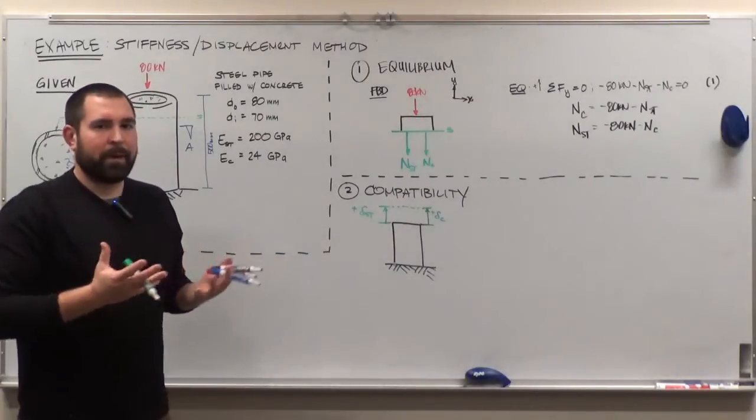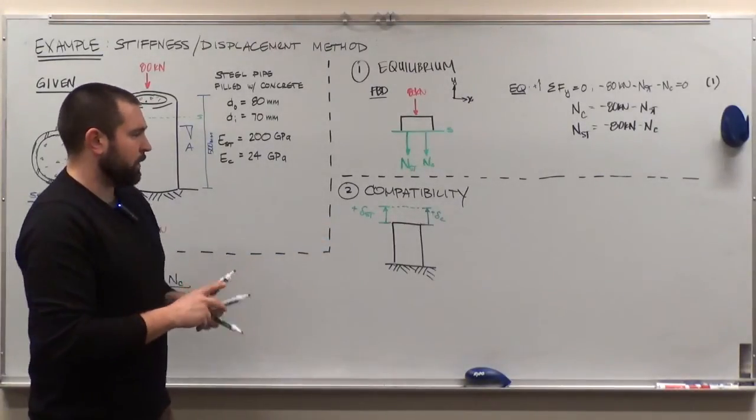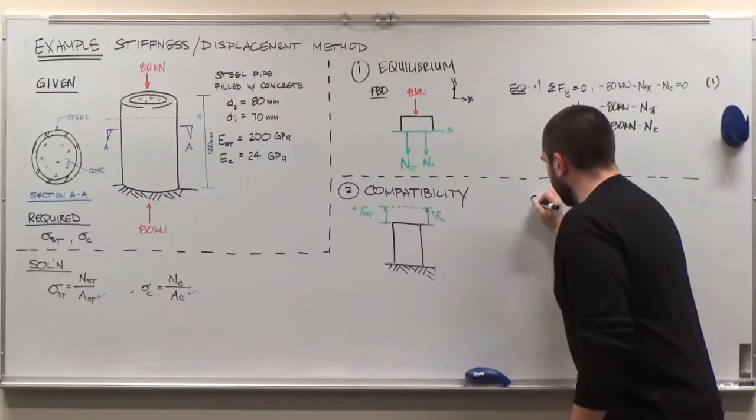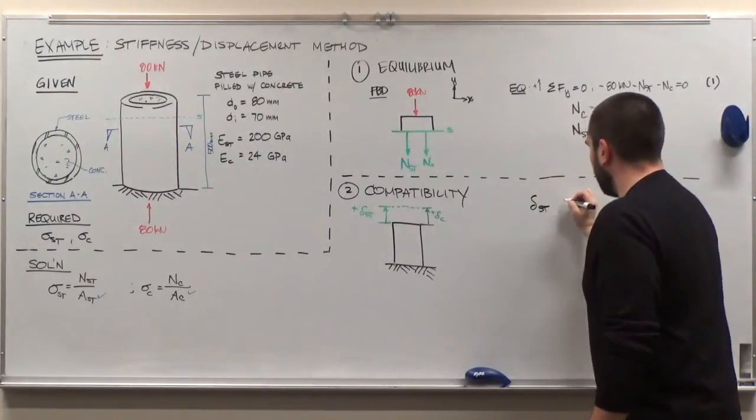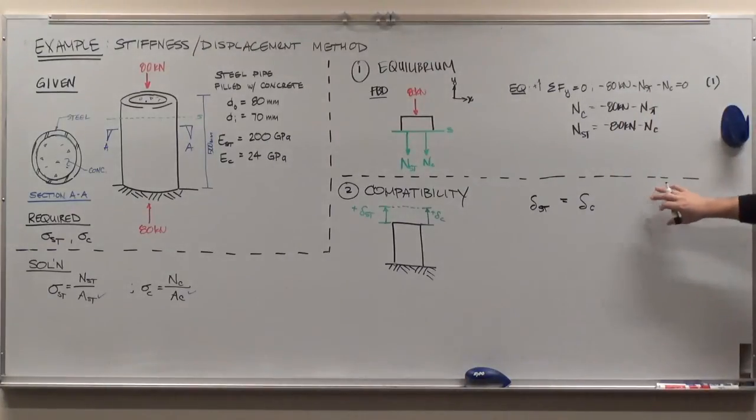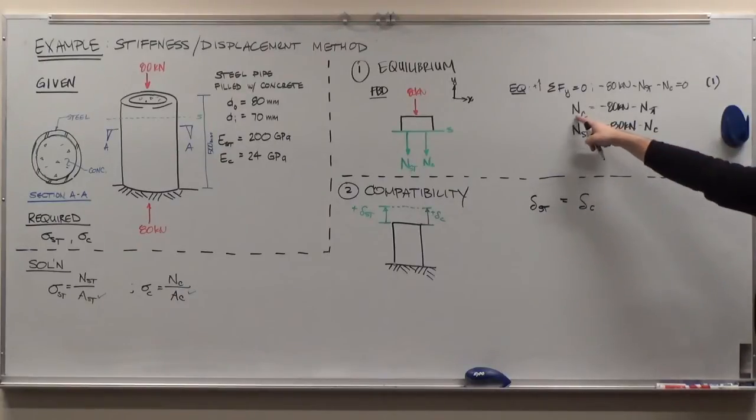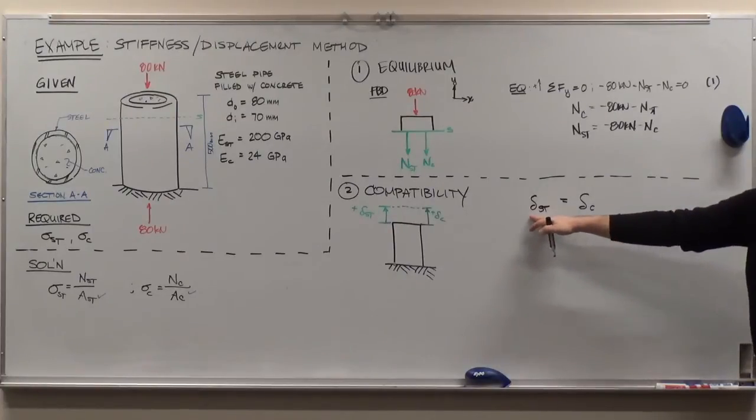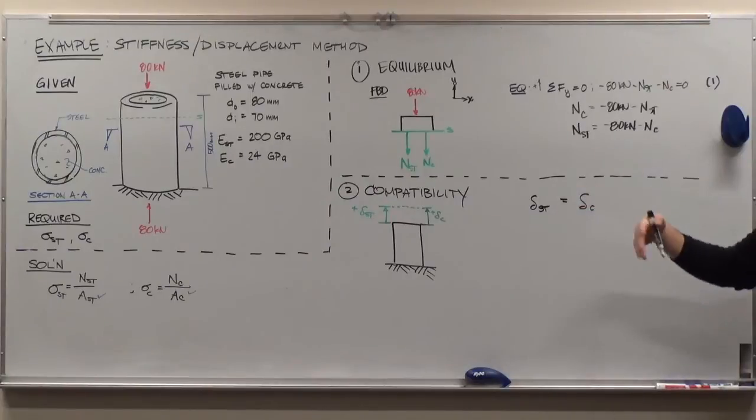So the beginning of my second equation, my compatibility equation, is based off this really straightforward diagram here, and it simply says that the displacement of the steel is equal to the displacement of the concrete. Sometimes in your book they'll say this is the compatibility equation and stop right there. I'd like to take it a little bit further, because the whole point is that our compatibility equation, when combined with our equilibrium equation, is going to give us the two equations to solve for our two unknowns, which are the normal force in the concrete and the normal force in the steel.